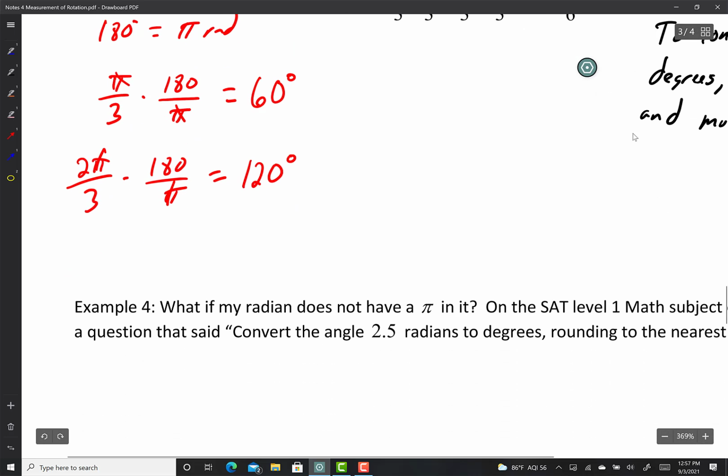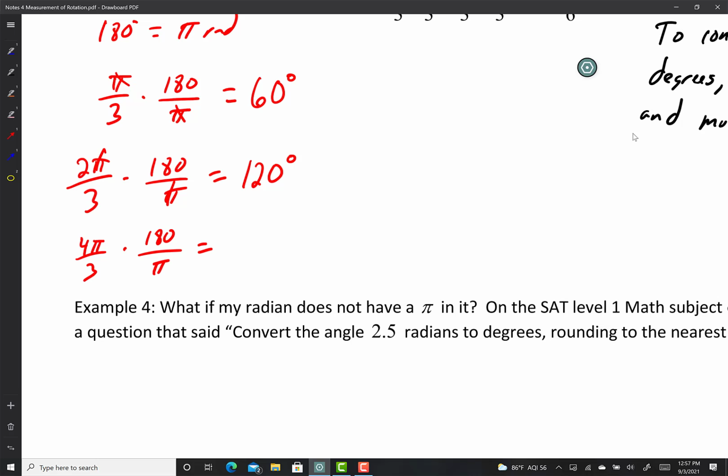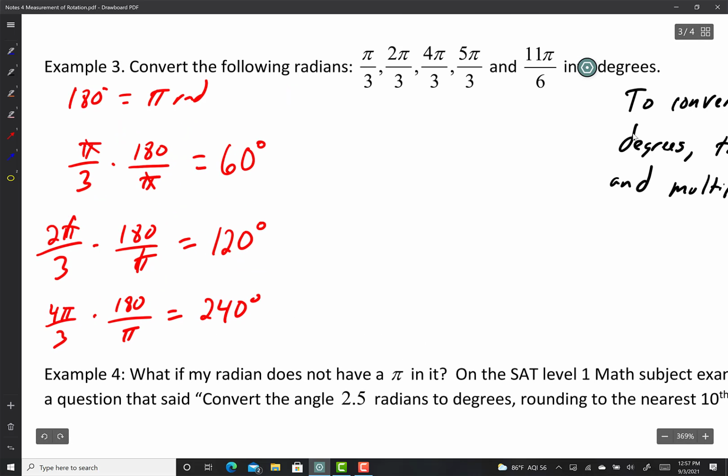Let's go to the next one, 4 pi over 3. Well, 2 pi over 3 is 120, and 4 pi over 3 is just 2 pi over 3 times 2, so you could do 120 times 2. But I'm going to multiply it again by 180 over pi. 3 goes into 18 6 times. 6 times 4 is 24, so 240 degrees. How do we feel, guys? Awesome.